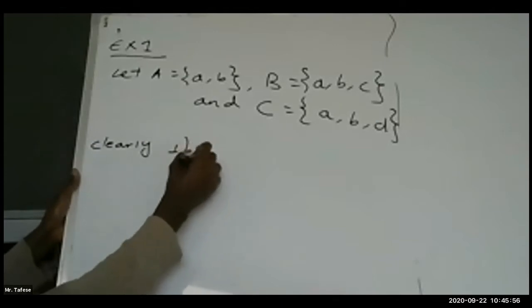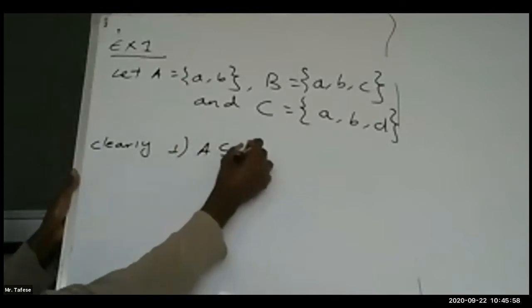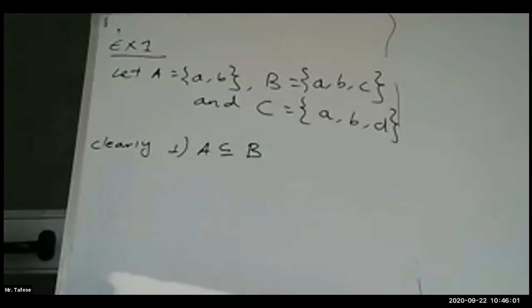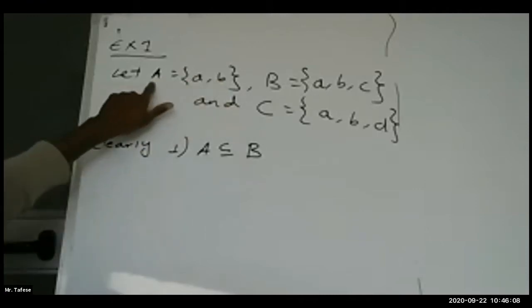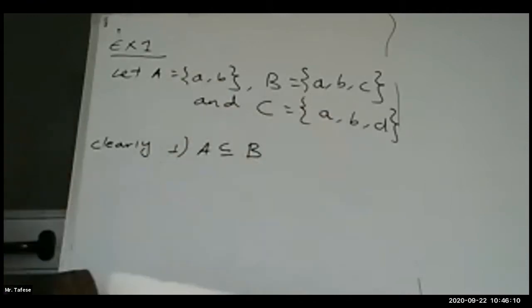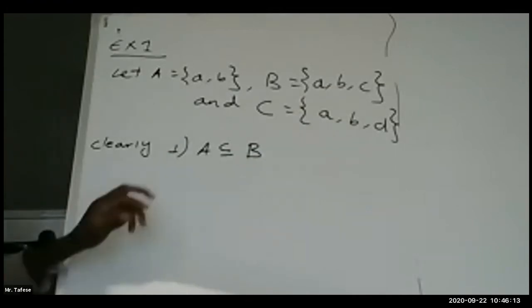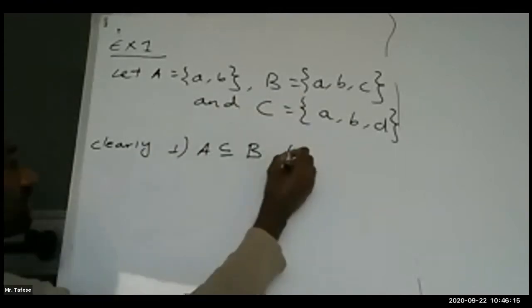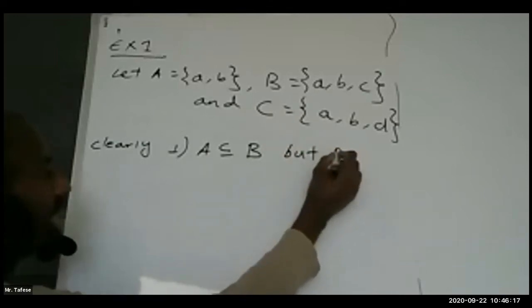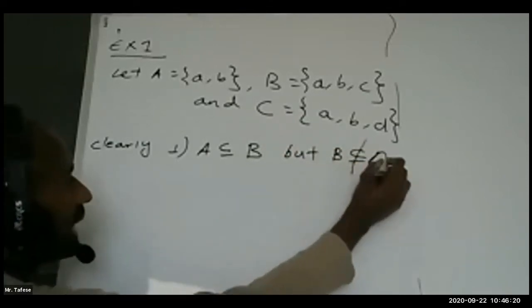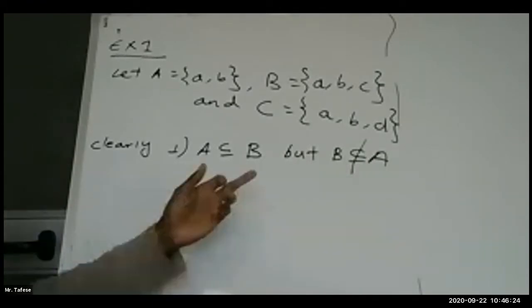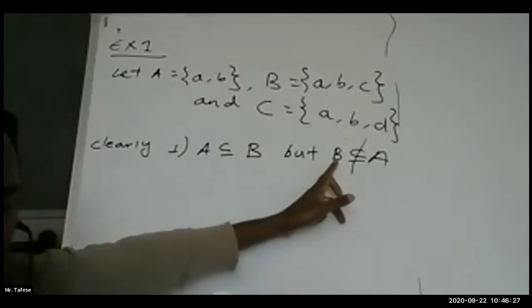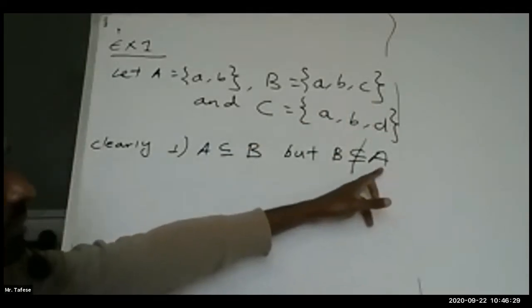Clearly, set A is a subset of set B. The reason is very clear. Obviously, small a and small b are included in A and also included in set B. But B is not a subset of A. The reason is again very clear. Element c is found in B, but not in A.